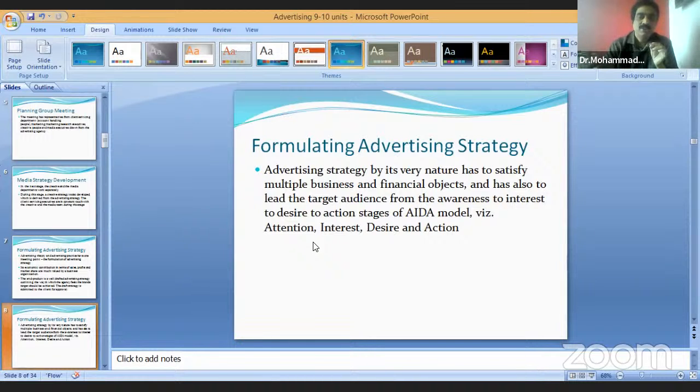So, formatting the advertising strategy. Advertising strategy by its very nature has to satisfy multiple business and financial objectives, and also lead the target audience from awareness to interest to desire to action, the stages of the AIDA model. So attention, interest, desire, action, these are the AIDA models. Before formatting the advertising strategy, we have to get the attention, and once we get the attention, the person has to develop interest to go on. Next, desire: we need to ignite the desire, and the next is action. Action means to purchase the product, or visit Ramoji Film City. This is the AIDA model, which we have to keep in mind before developing a particular strategy.